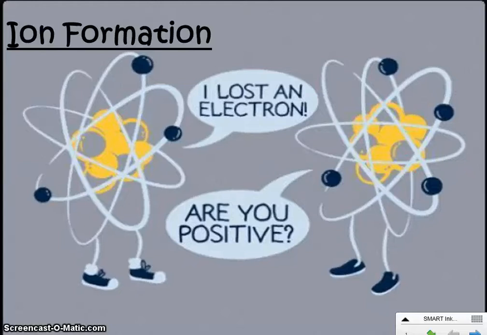All right, this lesson is going to be all about how ions form, or ion formation. I have a little cartoon up here for you. It's two atoms talking to each other. One says, "I lost an electron." The other one says, "Are you positive?" It's a little science joke. You might get it, and you might not. But by the end of these notes, hopefully it makes sense to you. We'll come back to it and see.